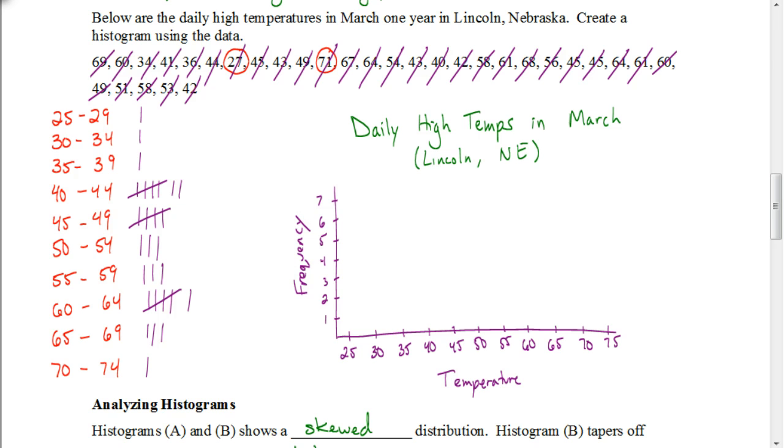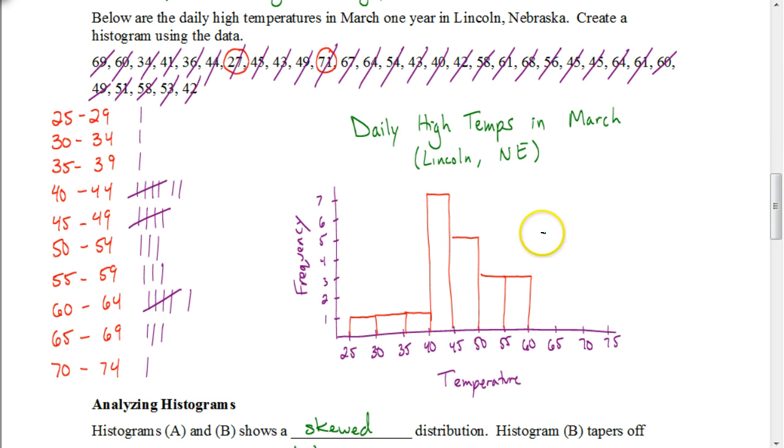Okay, so now we're just going to create our bars. So from 25 to 30 in that bin, we go up to 1. The next bin also goes up to 1. Same thing with the next one. And then the next one is the one that goes up to 7. And from 45 to 49, that's 5. From 50 to 55, there's 3 of them there. From 55 to 60, there's also 3.